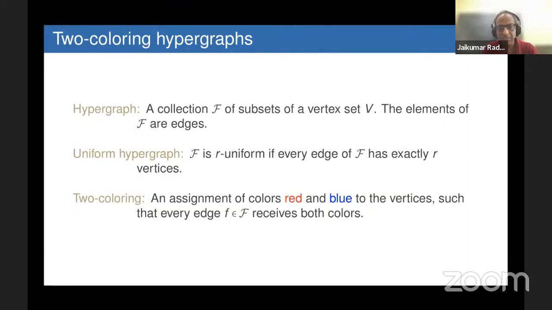And given a collection of such subsets, that is a hypergraph, we are interested in the problem of two-coloring it. That is, we want to assign to the vertices the colors red and blue in such a way that every edge receives both colors. Just as we two-color graphs, we can also try and two-color hypergraphs. The requirement is that every edge should receive both colors.